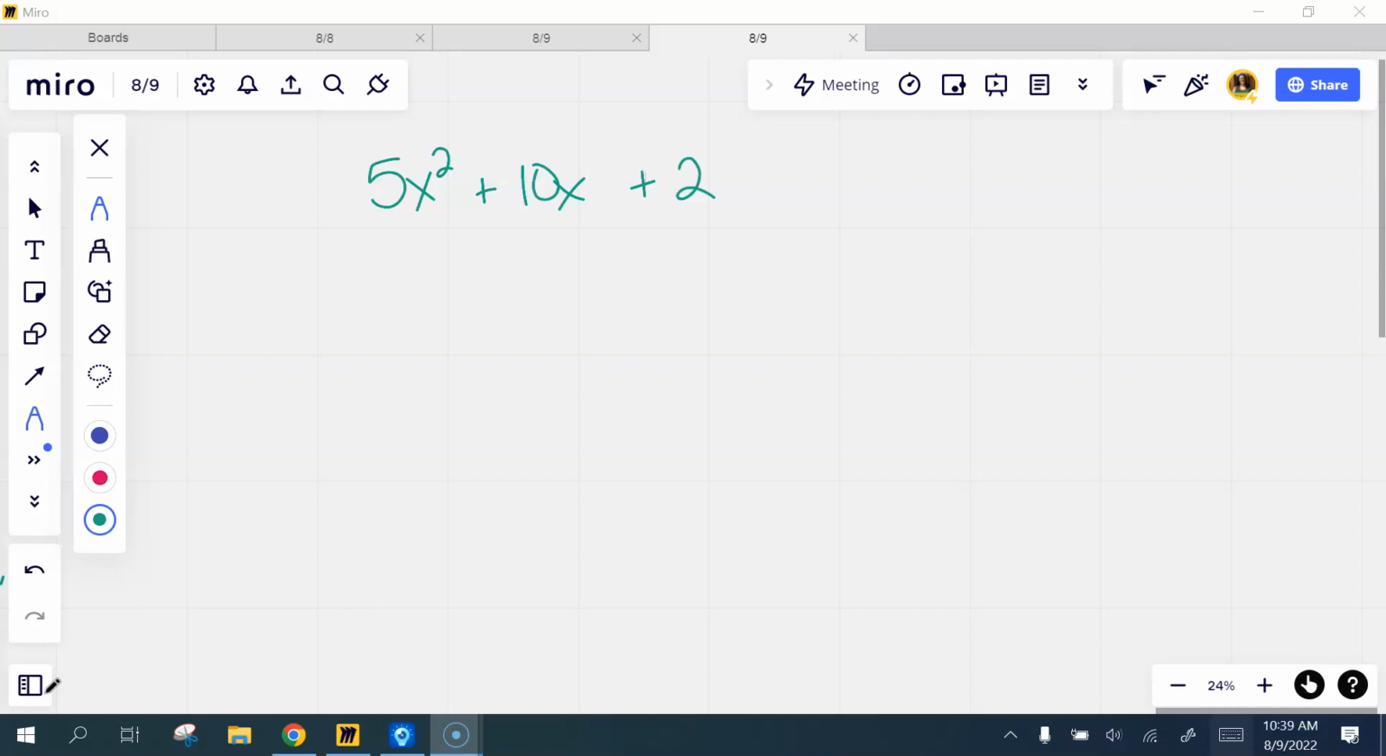Wait. It doesn't factor. Hold on. Yep, this is that book that I don't use because I don't like it, and this is exactly why. 5 times 2 is 10, so I've got 10x squared. There are not 2 numbers in this world that multiply to 10 but add to 10 also. Not in our real number system anyway.